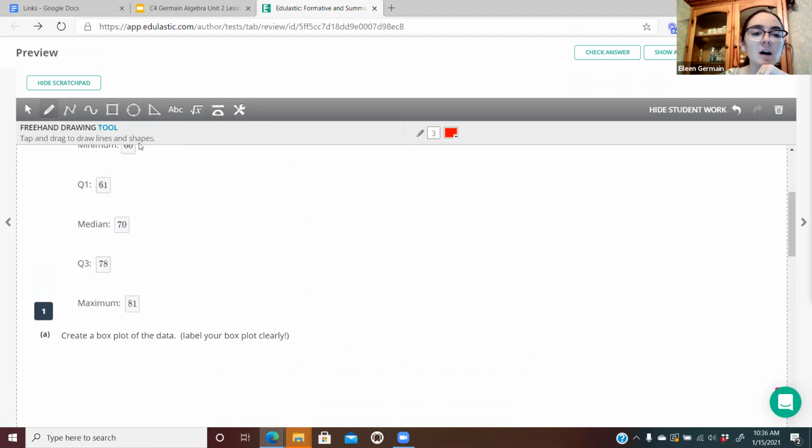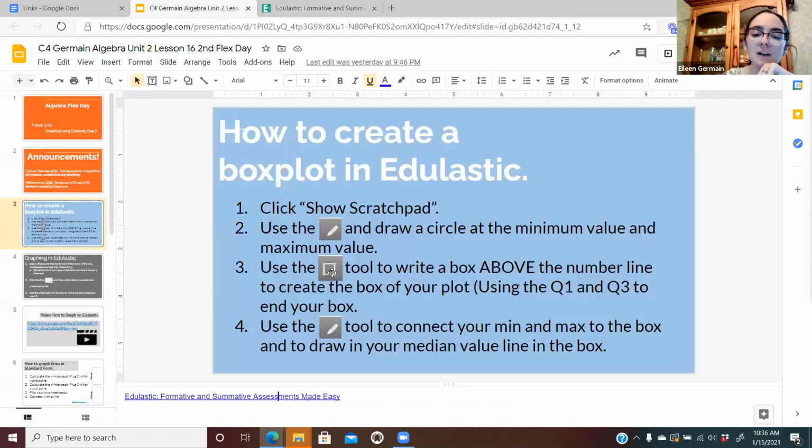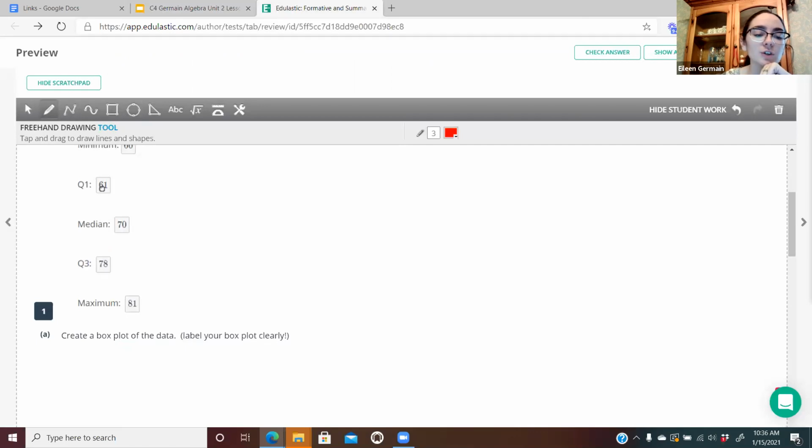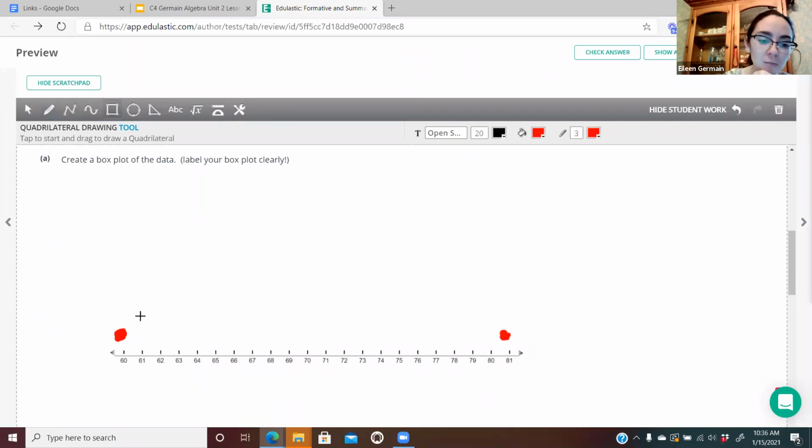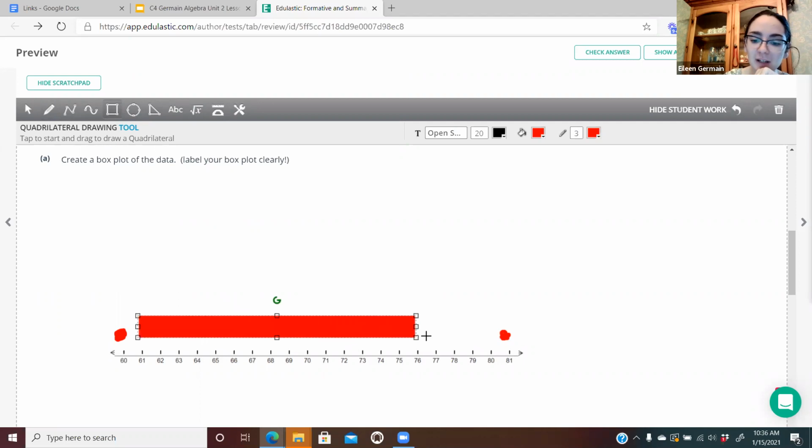Now, the next piece: we use the box tool to draw a box above the number line, using your Q1 and Q3 data values. You find your Q1, which is 61, and your Q3, which is 78. You hit your box tool, start your box at the 61, and extend it to your 78. Once again, it's not going to be perfect. I'm looking for it generally falling in the right spot.